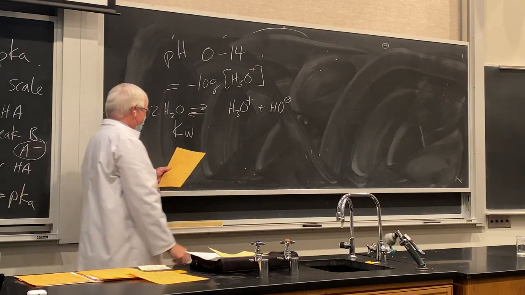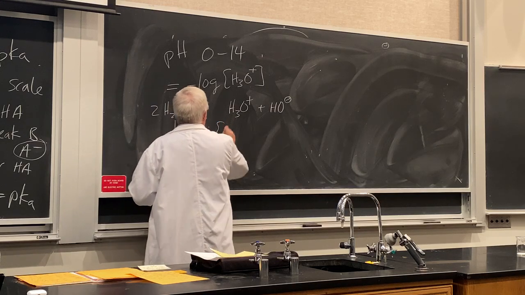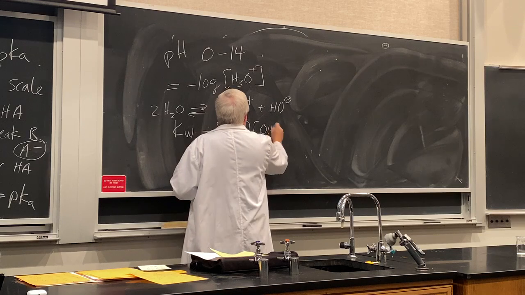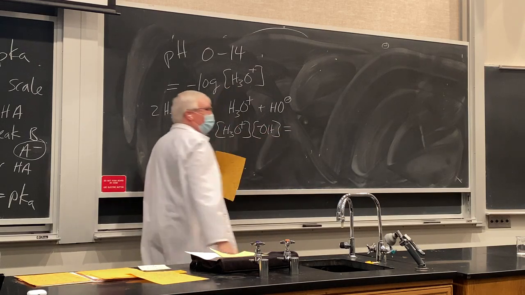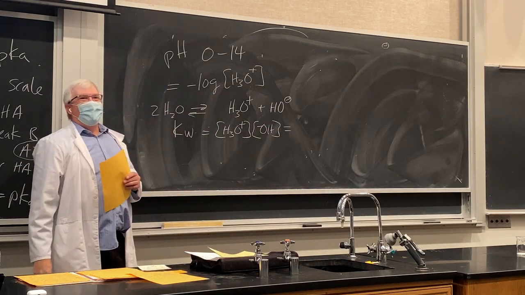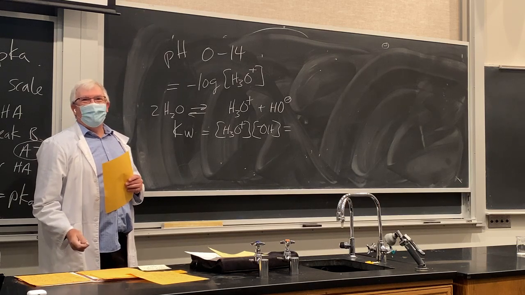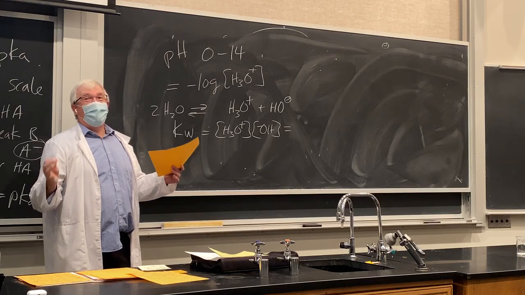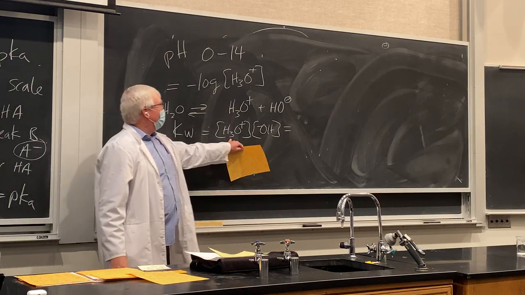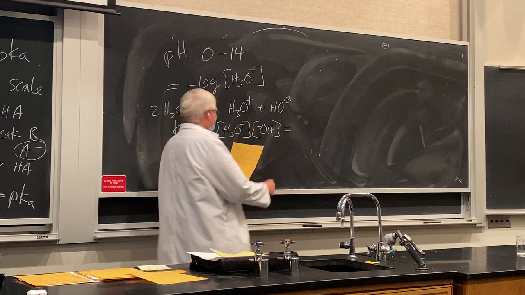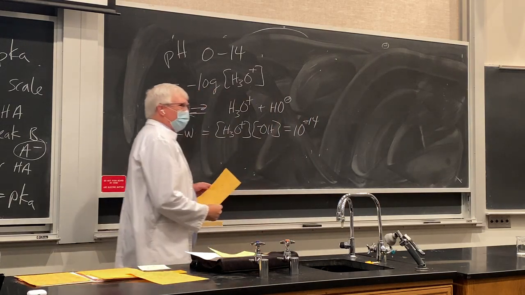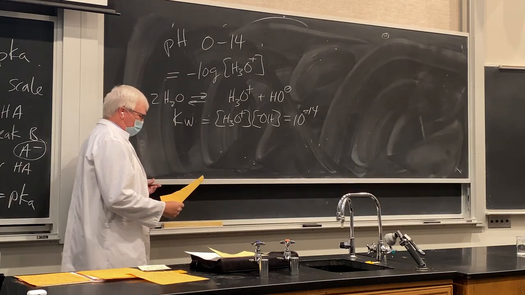And there's an expression for this called the KW. Remember what that is? KW equals the concentration of hydronium ion times the concentration of hydroxide, and it always equals what? It doesn't ionize very much, but it does ionize even under, well, actually under all conditions. There's always some amount of hydronium, some amount of hydroxide. The product is always what? 10 to the minus 14. Very small, but this has important implications.